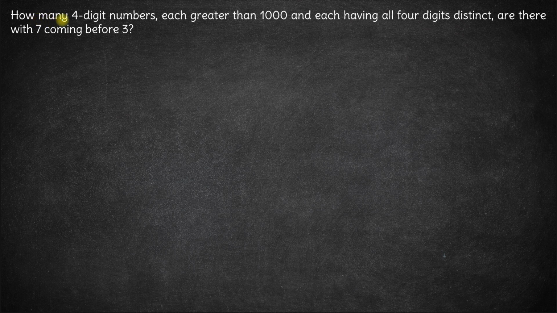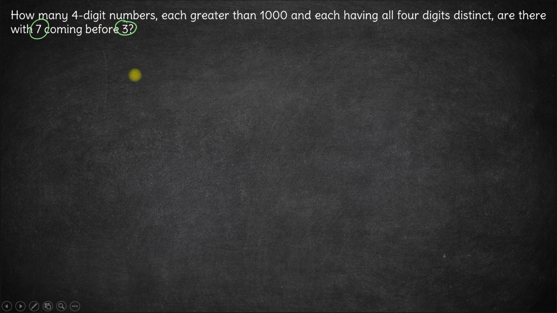Okay. Question is how many 4-digit numbers greater than 1000, and each having all 4 digits distinct, are there with 7 coming before 3? So we know in this 4-digit number 7 and 3 will definitely come. 7 will come before 3.